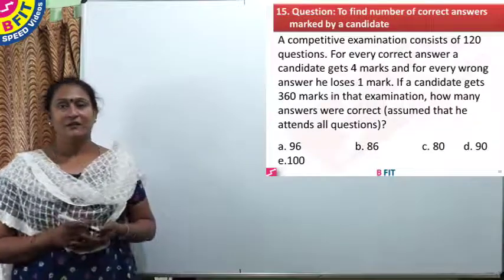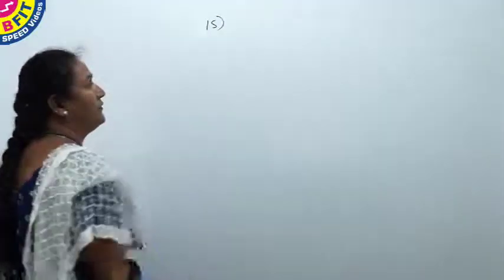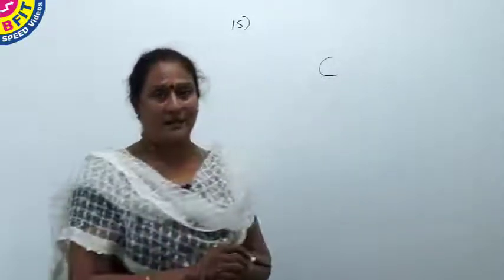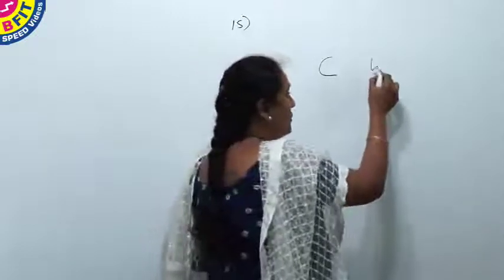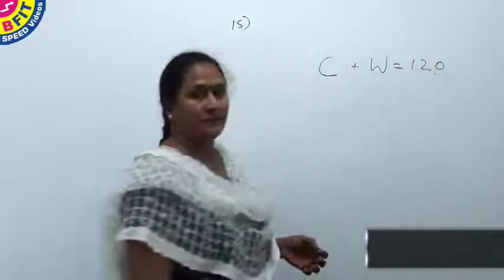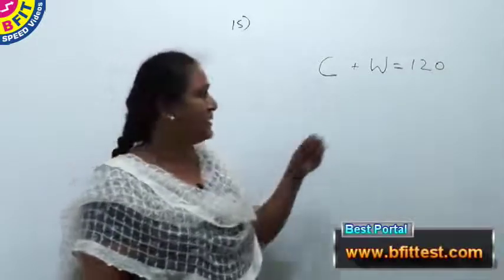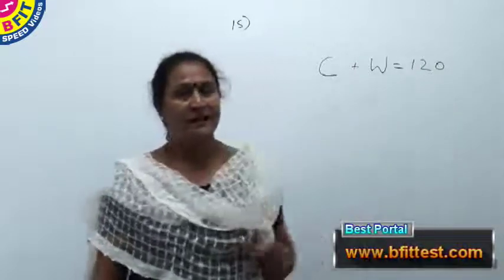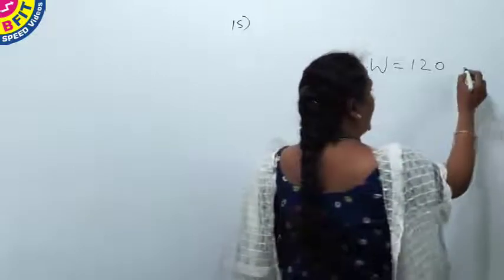So we'll see the working. So problem number 15. In this examination, there are 120 questions, and we assume that he had attended all. So out of this 120, suppose C answers were correct and W answers were wrong. So C plus W equal to 120, which he had attended. So we will take this equation as 1.